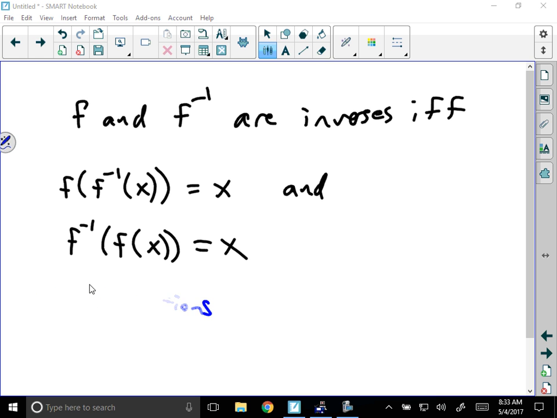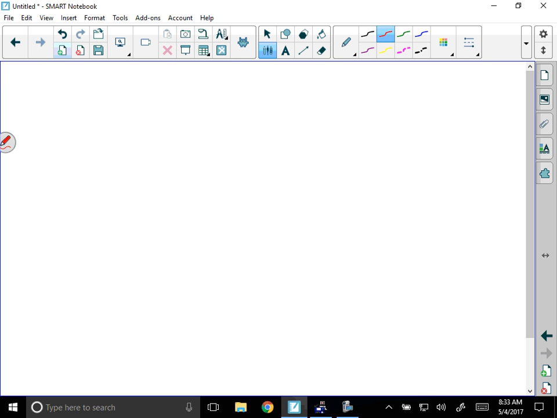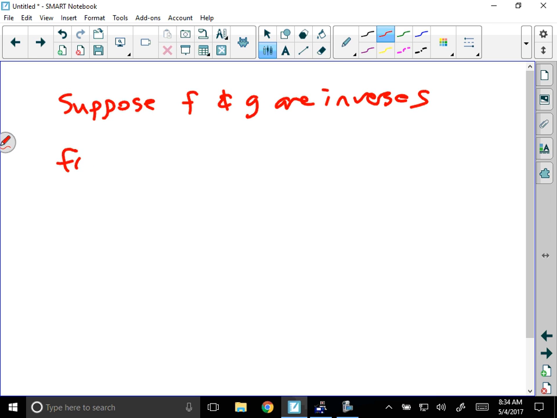Whew. Well, how do we feel about these inverses? Kind of got a little bit of an idea of where to go with them? One last quick piece of information. Last example. Here it is. Suppose F and G are inverses. Find F of G of negative 6,071.